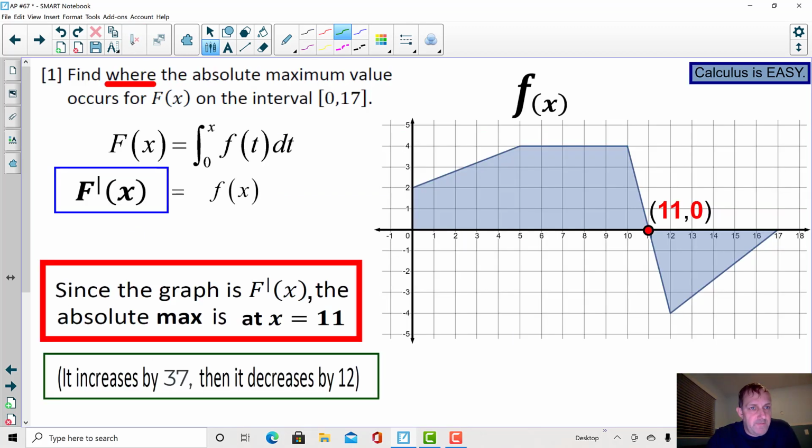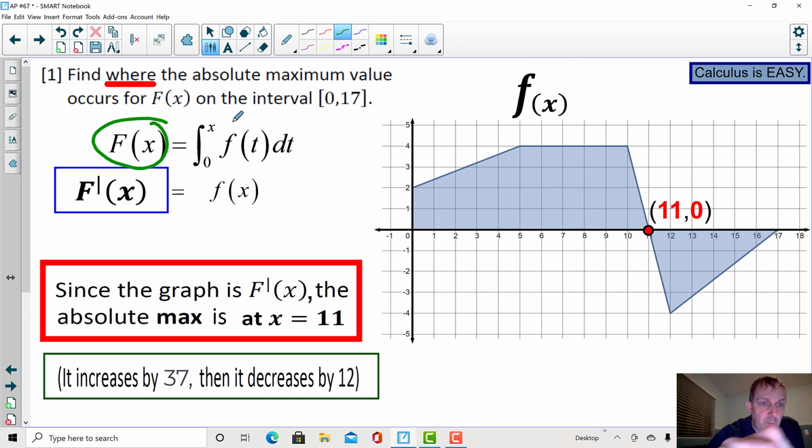Okay, now we're going to do a free response type of question. This one says, find where the absolute maximum value occurs for the function F of x on the interval from 0 to 17. Now, this is a capital F, so it's going to match up with this capital F. So the graph over here is the lowercase f, so that's something different. That's not the capital F.